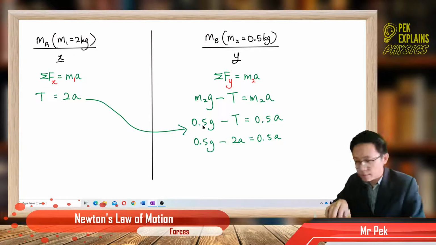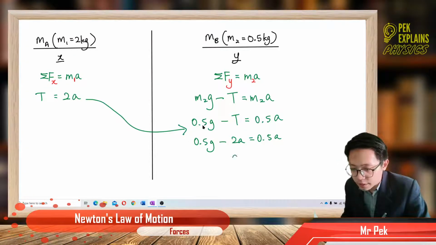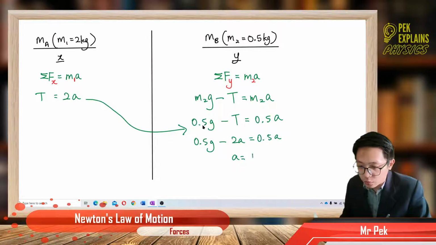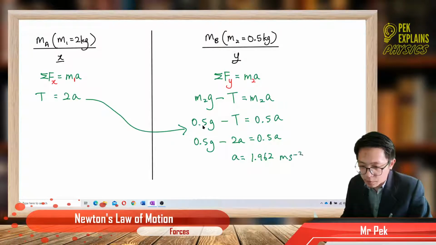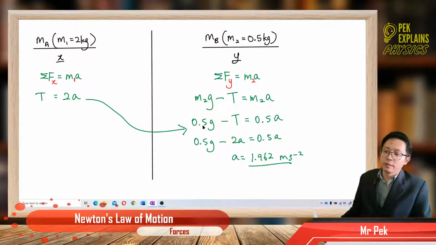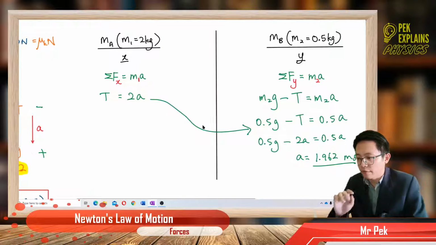So what do we get? We get acceleration equal to 1.962 meters per second squared. We got our acceleration. Now we can find tension.